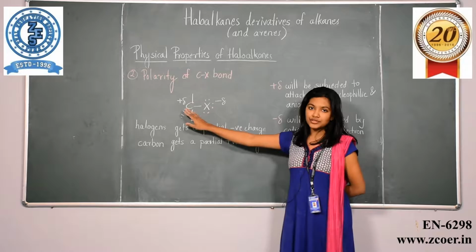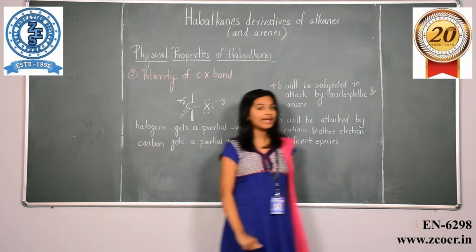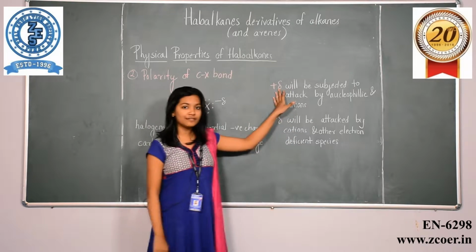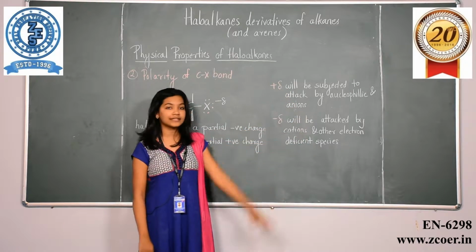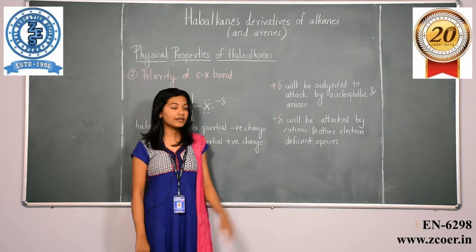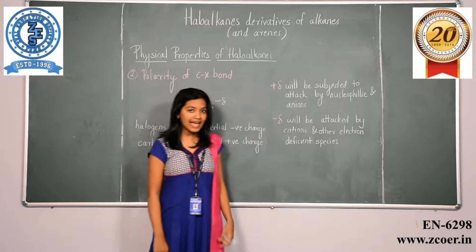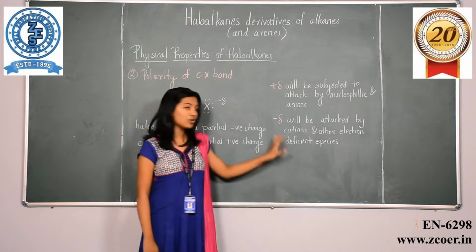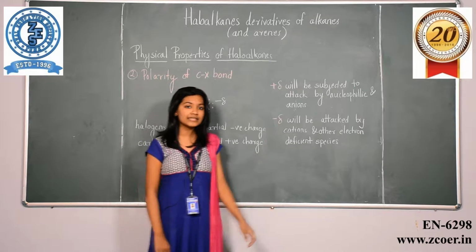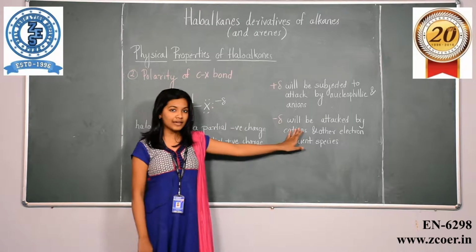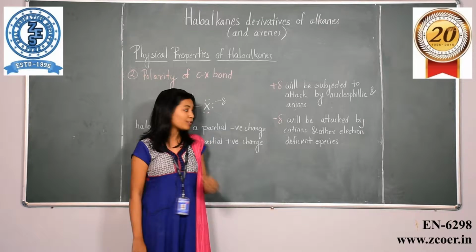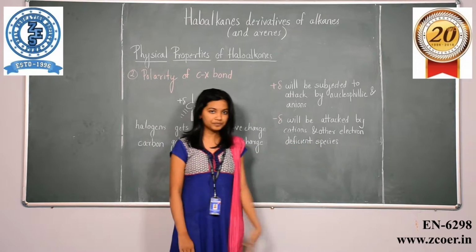Due to these two charges being developed on the carbon as well as the halogen atom, the carbon, being positively charged, is subjected to an attack of nucleophilic species or anions. Whereas the halogen, having developed a partial negative minus delta charge, will be attacked by cations or other electron deficient, or we can say positively charged, species.